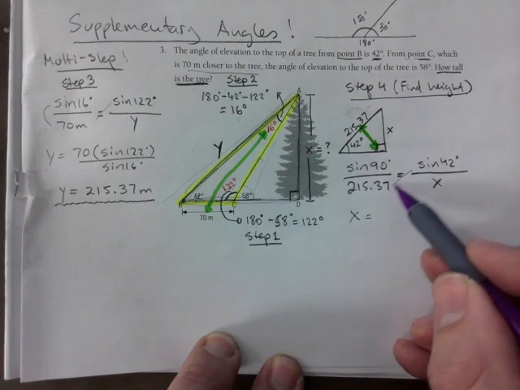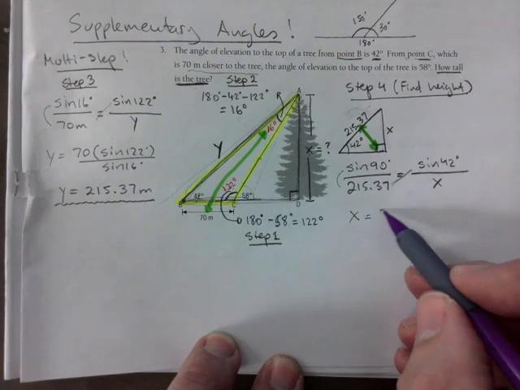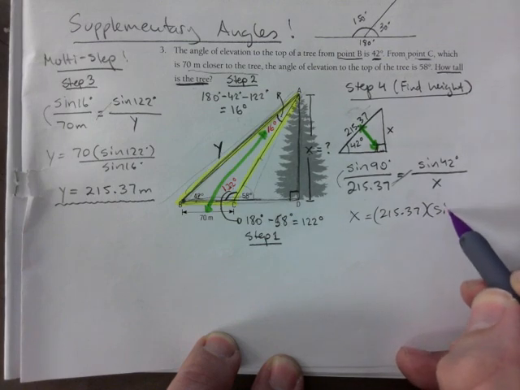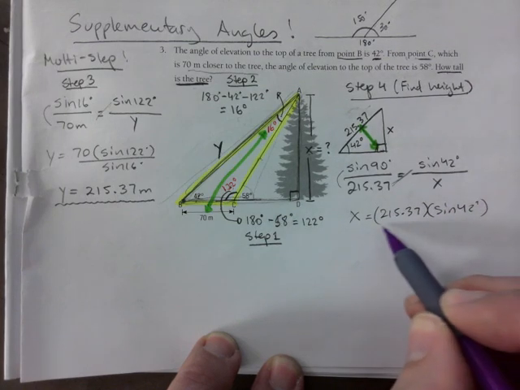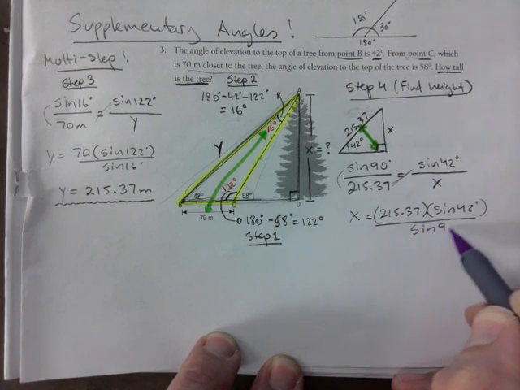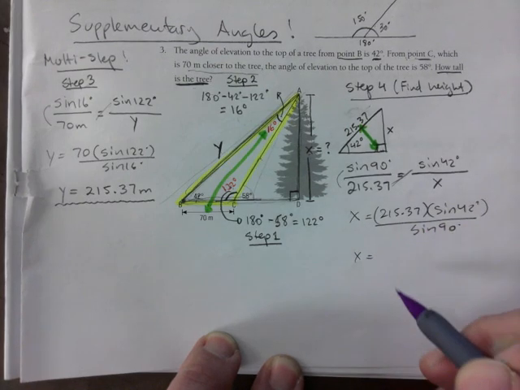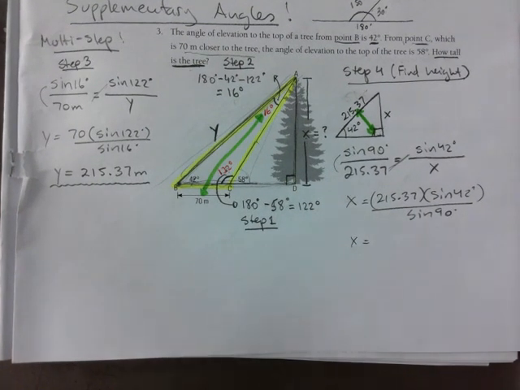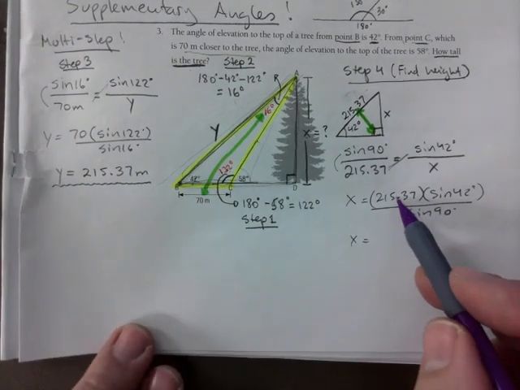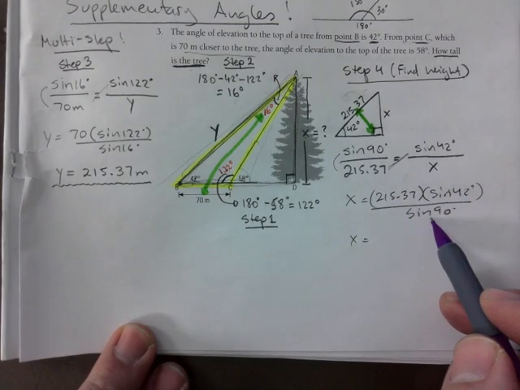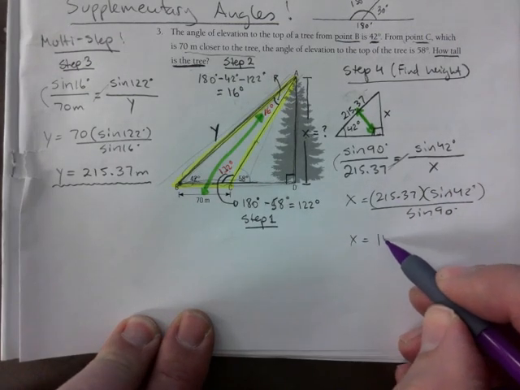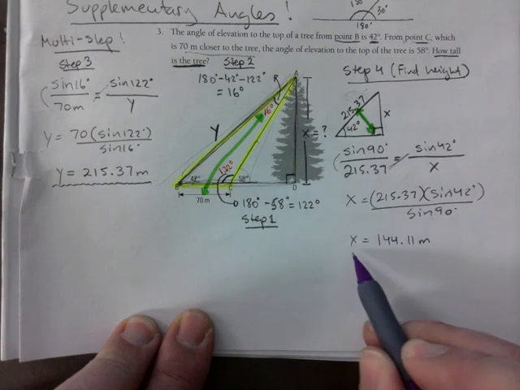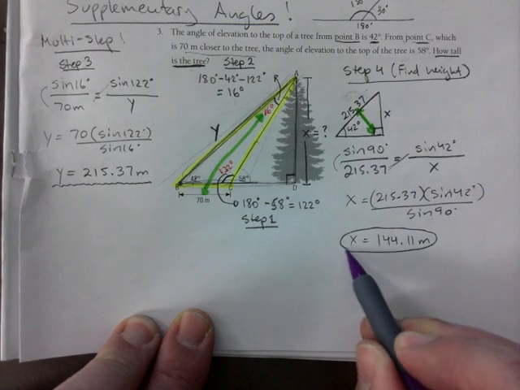Then it's cross multiply and divide. So you go 215.37 times sine of 42 divided by sine of 90. What is sine 90 again? Just 1, right? So you don't have to type that in, but it's still part of the process. This times this divided by this. What do you get? 144.11 meters. This is the height of the tree.